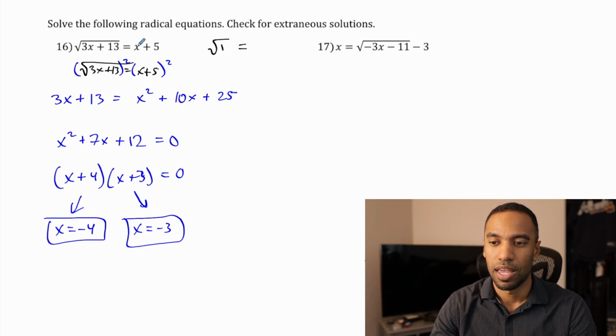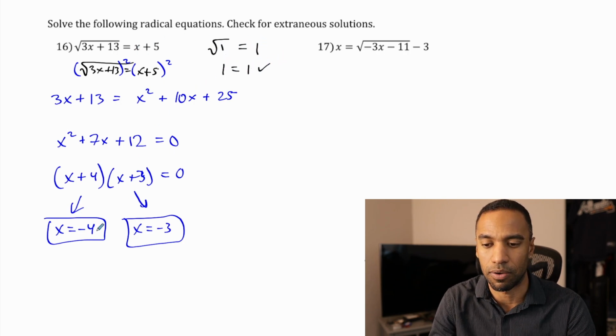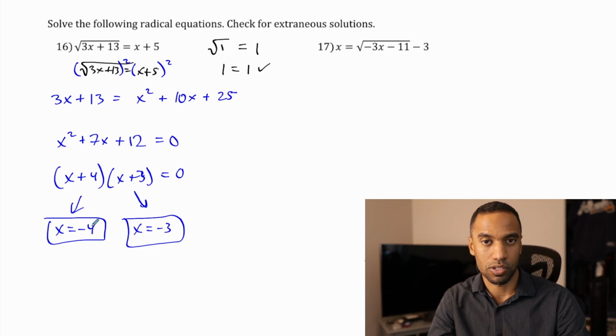Then x plus 5, negative 4 plus 5, is 1. The square root of 1 equals 1. 1 equals 1. That checks out. It looks like negative 4 works.